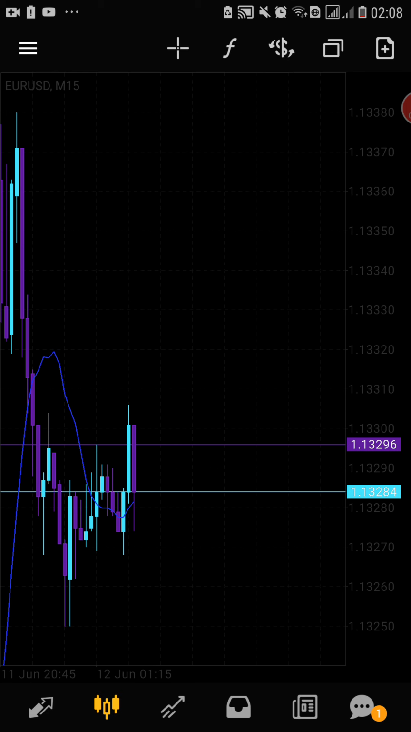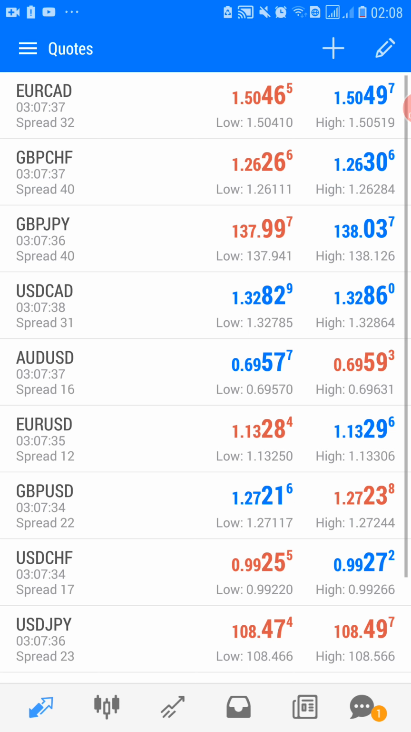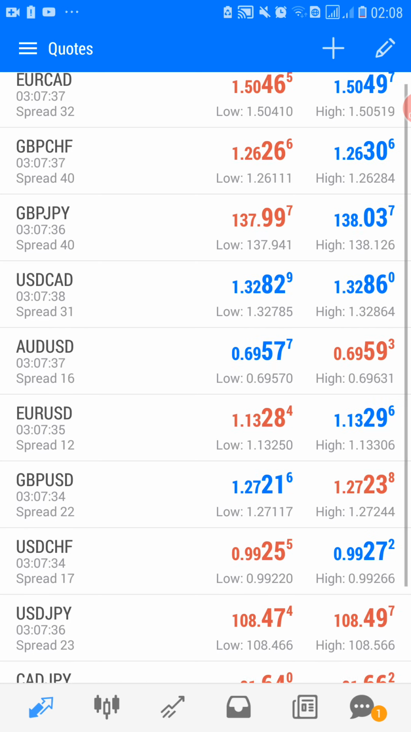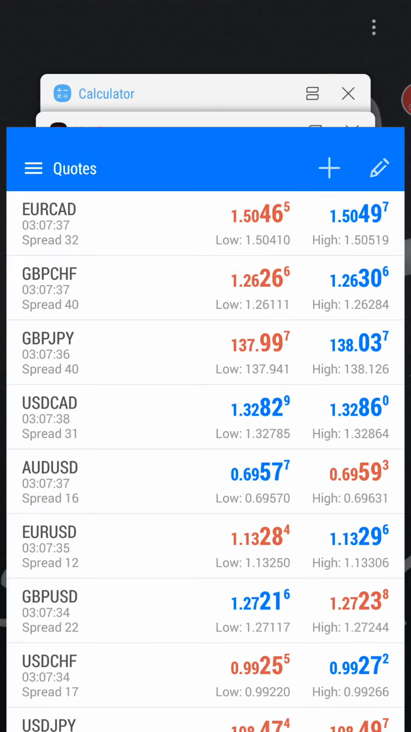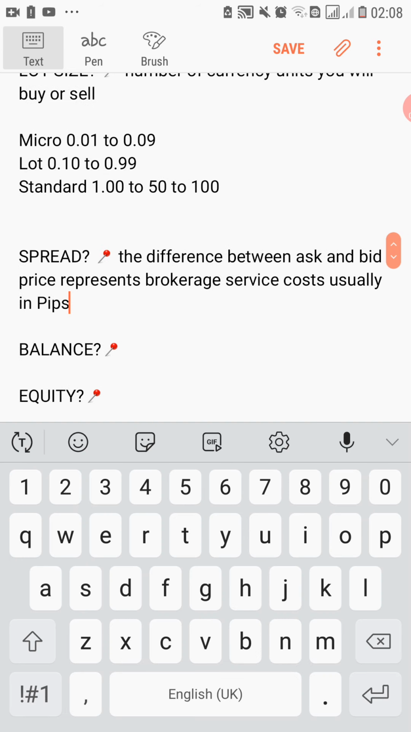For allowing us to use their services, they charge us in what is called spread. So on every transaction they charge us. It's not that much, don't worry. As you can see on EUR/CAD, it's even written spread. It's 32 points, but if we convert this to pips, this is 3.2 pips. AUD here is 1.6 pips, and that's what we call spread. I hope that makes sense.